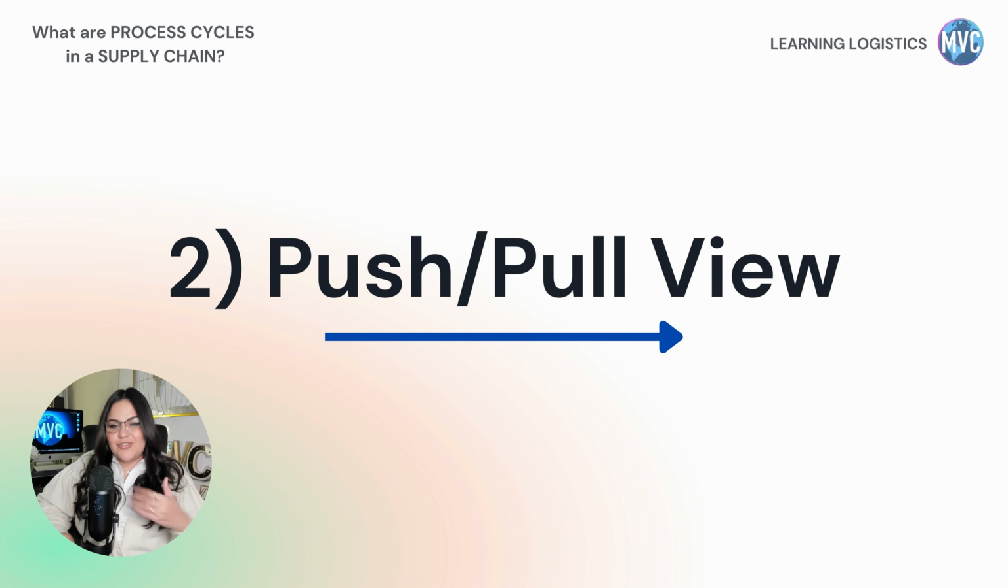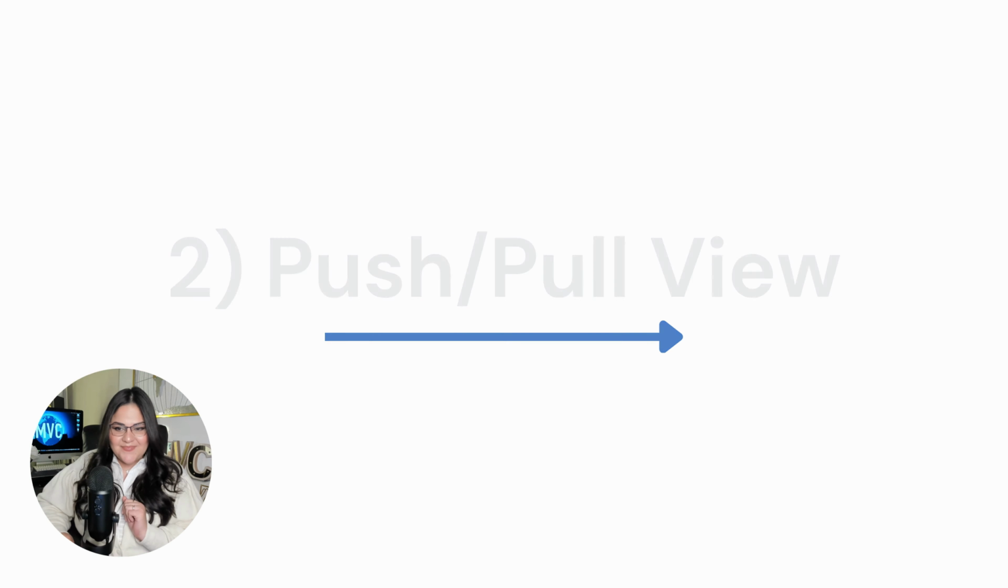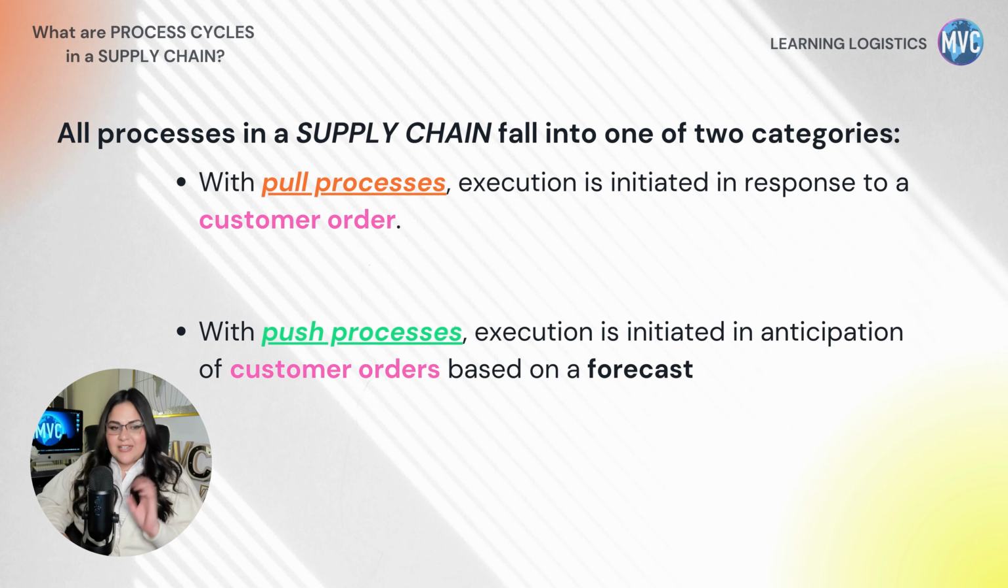Great. So this brings us now to the push and pull view. So we're going to talk about that next. All processes in a supply chain fall into one of two categories, depending on the timing of their execution relative to the end customer demand. We have two: pull and push processes. With pull processes, execution is initiated in response to a customer order. On the flip side, with push processes, execution is initiated in anticipation of customer orders based on a forecast.